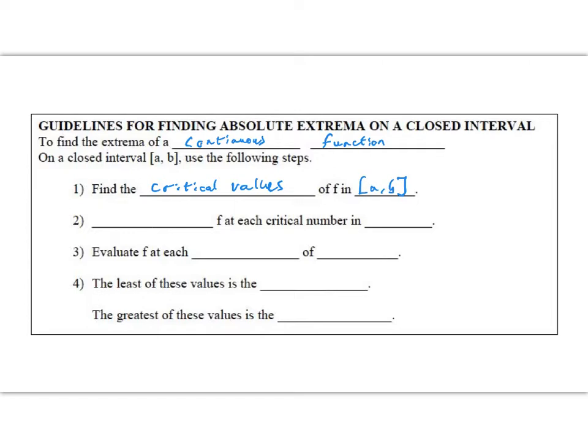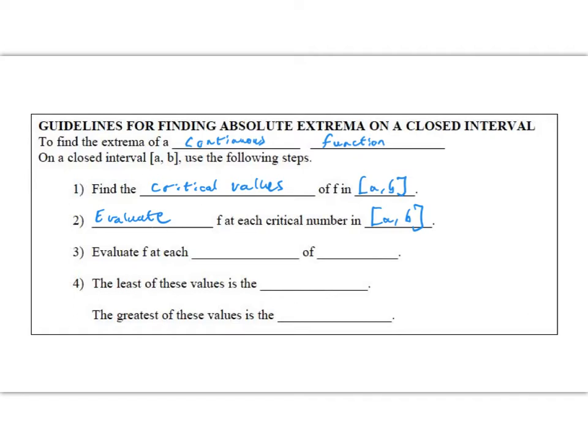So we did that in the previous video. We found the critical values by setting the derivative equal to 0 and also determining where the derivative was not defined. And once we had that information, we were able to go forward and do something good with it. Then the next thing that we should do after that is evaluate f at each critical number in our interval from a to b.